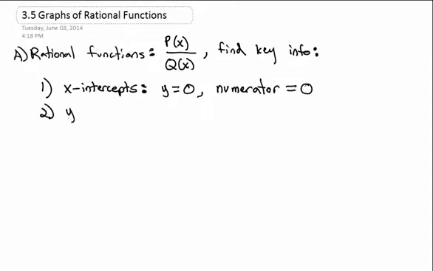The second thing we're going to find is the y-intercepts. And just like the x-intercept, we make the other variable equal to 0 and solve that to figure out what the y-intercept will be.